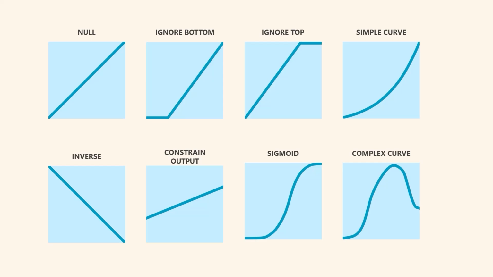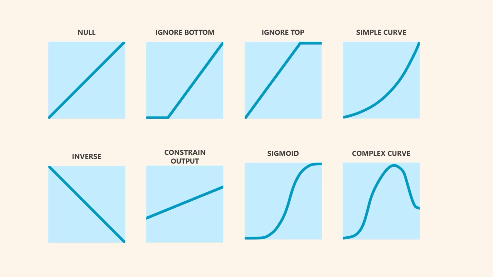In our series on drawing tablet pressure, we've talked about most of these shapes. But there are 2 I want to highlight because this is probably the first time you've seen them. They're both on the bottom row. The first one is the sigmoid curve, which is just an S shape. And then we have the complex curve.